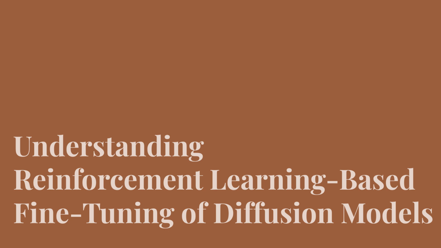Now the paper mentions something called entropy regularized MDPs. Can you break that down for us? Absolutely. MDP stands for Markov Decision Process, which is a mathematical framework for modeling decision-making in situations where outcomes are partly random and partly under the control of a decision-maker. In the context of this paper, they're using entropy regularized MDPs, which add an extra term to encourage exploration and prevent the policy from becoming too deterministic.